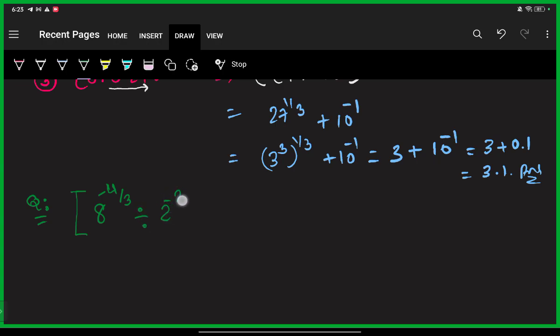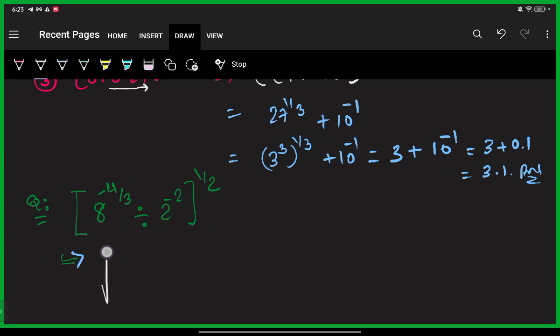2 raised to minus 2 raised to 1 half. Try to solve this question. Tell me what to do in this case. First of all, what are we going to do in this case? Tell me.